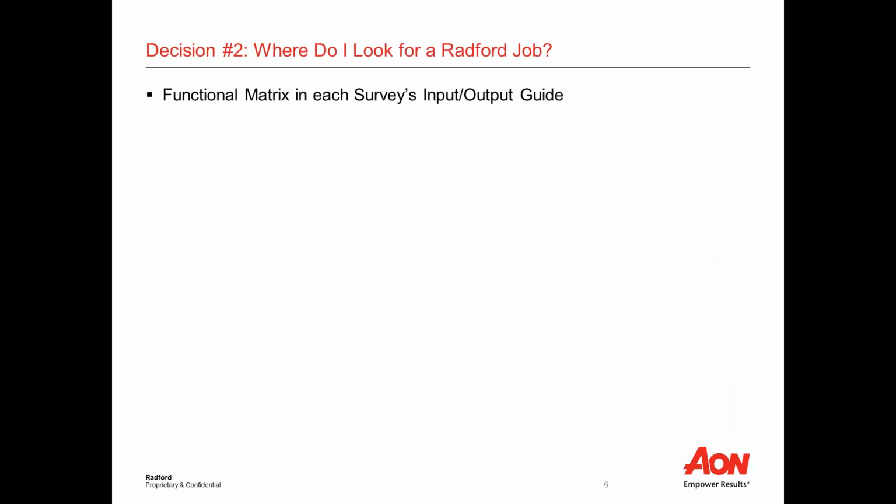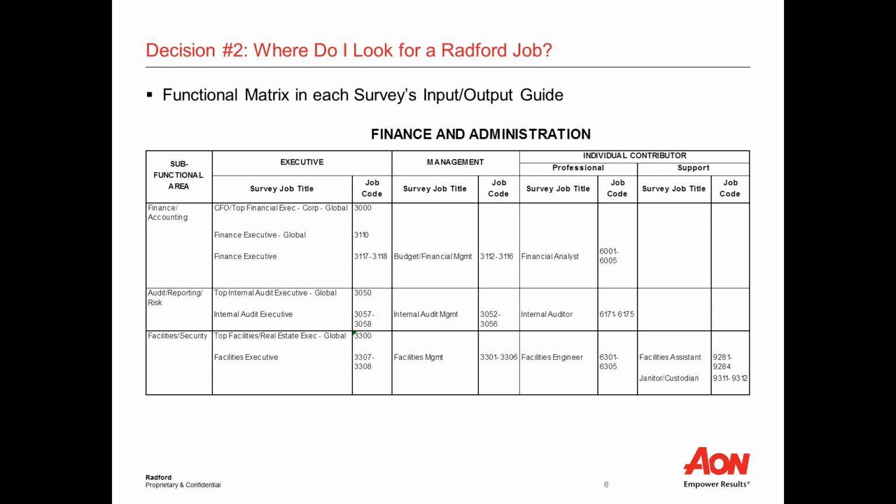So, things to look at in Radford. Where do I look for Radford job codes? Within Radford, we have a host of different guides and charts, and what we're going to focus on is the functional matrix, and explain to you how the functional matrix works. The functional matrix can be accessed from the input-output guide, and we will have a look at that on the actual Radford network.